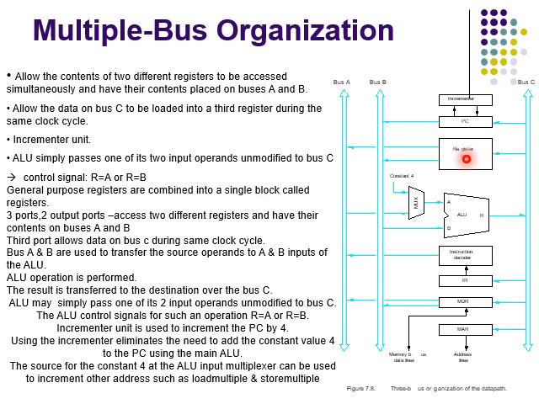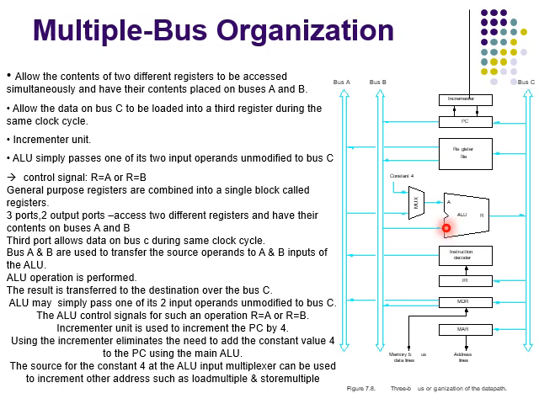So the register file shown here is said to have 3 ports. There are 2 output ports allowing the contents of 2 different registers to be accessed simultaneously and have their contents placed on buses A and B. The third port allows the data on bus C to be loaded into the third register during the same clock cycle.